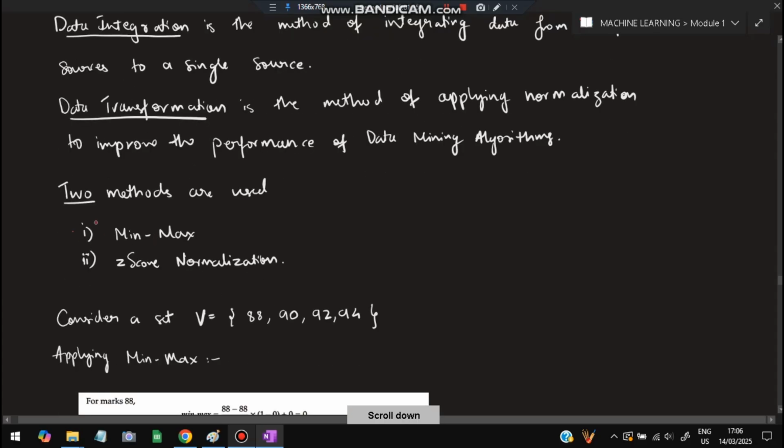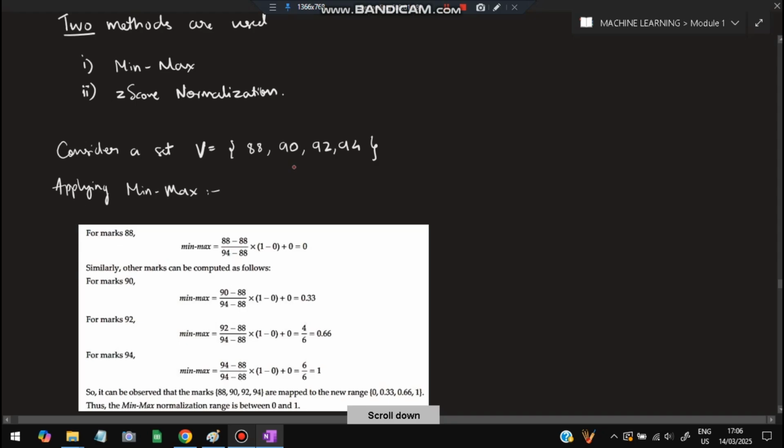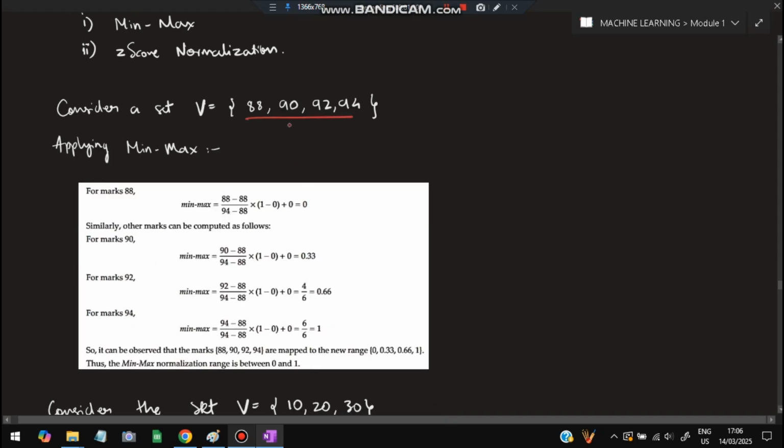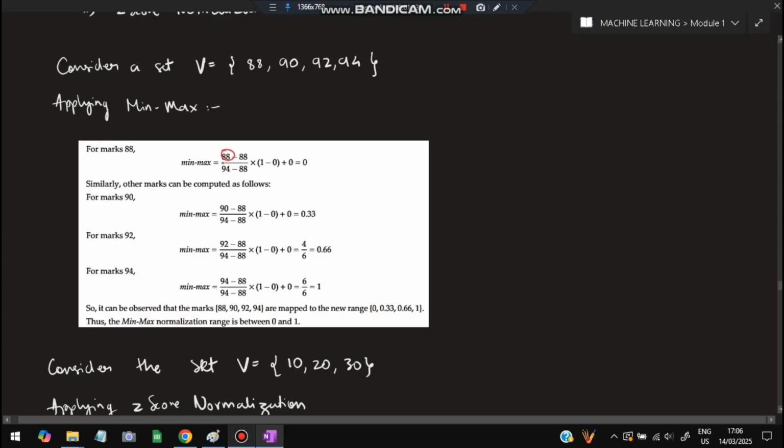Two methods are used for that: min max and z score normalization. What is min max? Suppose this data is present here. To calculate min max, take the minimum value, 88, and the maximum value, which in this data is 94. So we compute (88 minus 88) and (94 minus 88) times (1 minus 0), and the answer is taken into consideration. We do this for each number: 90, 92, 84 and 88. We get final answers in the range from 0 to 1. So the set is mapped to the new range between 0 and 1. This is called min max.